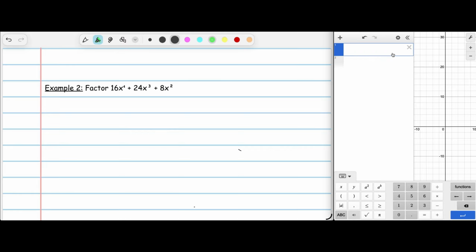So the numbers that we have out front this time are 16, 24, and 8. So we've got to find what numbers we can use to multiply to get these numbers that we have for our coefficients. So let's start with 16.